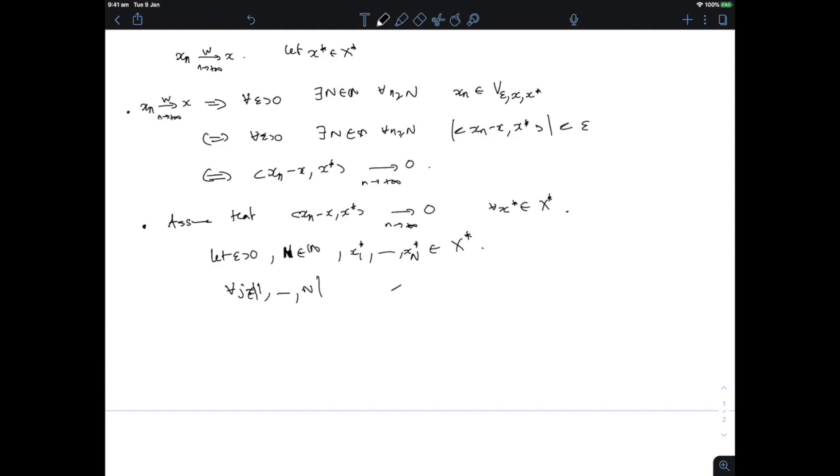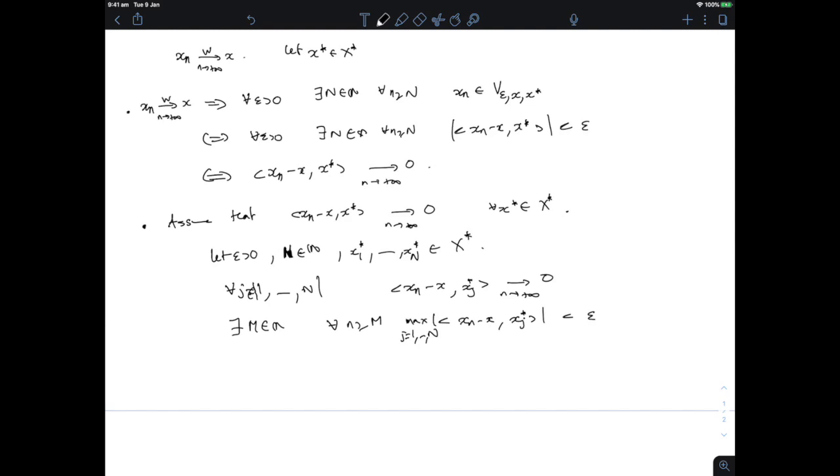what have I got? I've got that <x_n minus x, x_j*> tends to 0 as n goes to infinity. So I could just say that given my epsilon, there exists a capital M in N such that for all n greater than this capital M, <x_n minus x, x_j*> is smaller than epsilon, and I can do that for all j. So I can take a max over j equal 1 to capital N, because this is a finite number, and it's very important that this number is finite here.